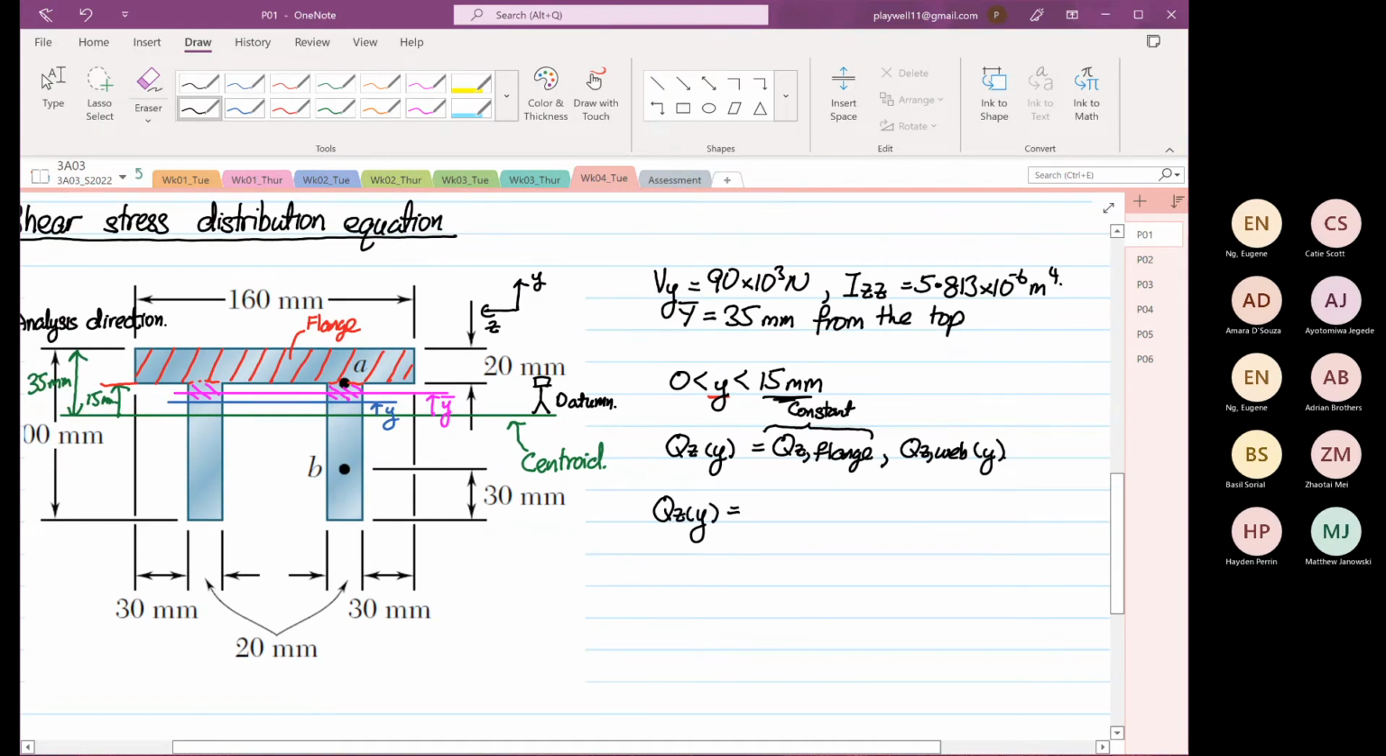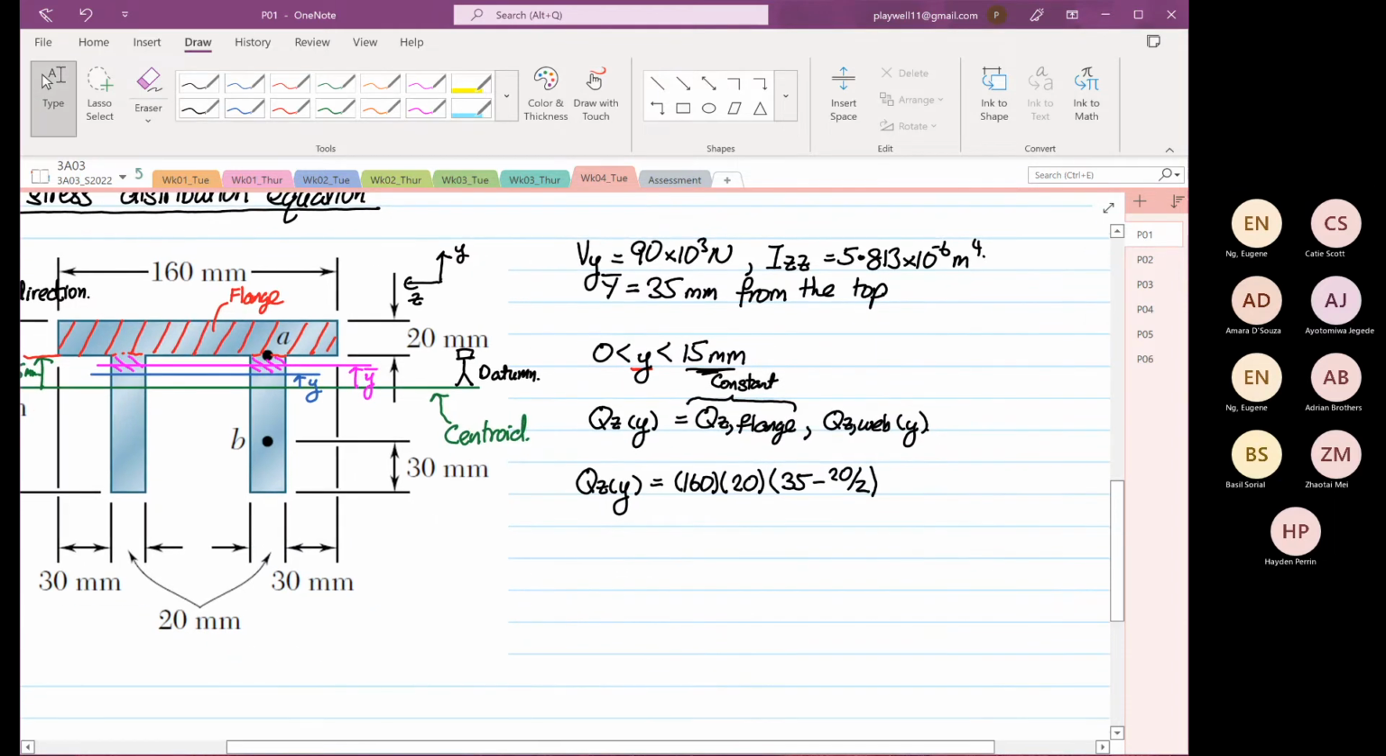So the flange, the width is 160. The depth is 20. The y bar will be 35 minus 20 divided by 2. Okay. And then, oh, this is not a comma. Pardon me, this is plus. And then we're going to add.